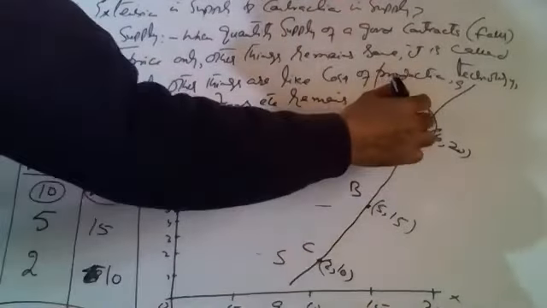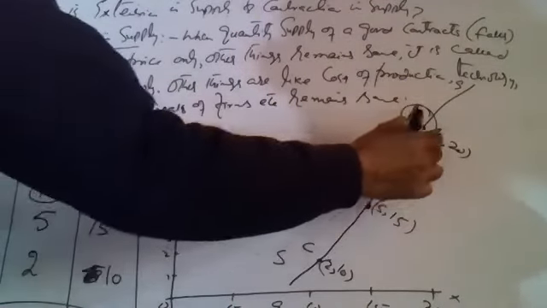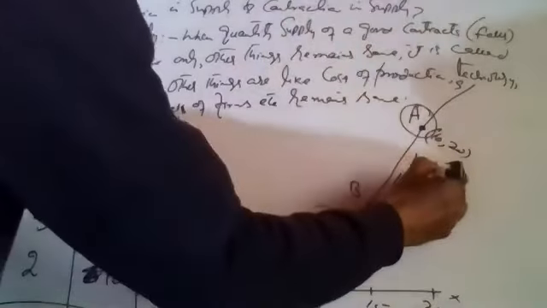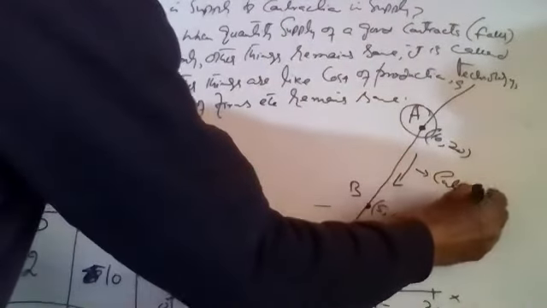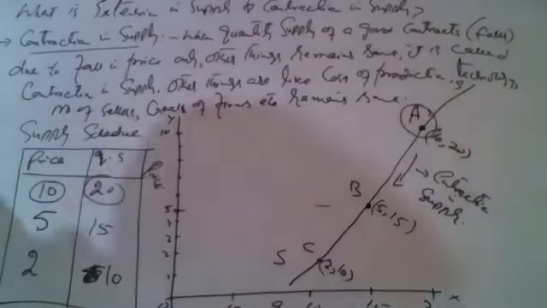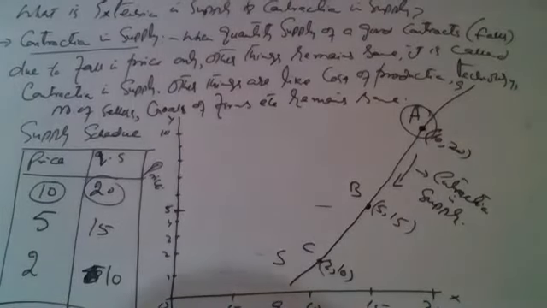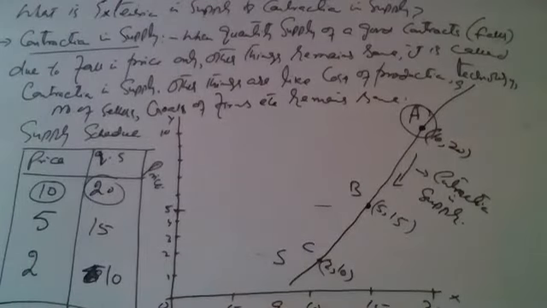So movement from point A to point B on the same supply curve shows contraction in supply. Thus, we can explain this supply schedule and supply curve through some sentences. What is the logic?